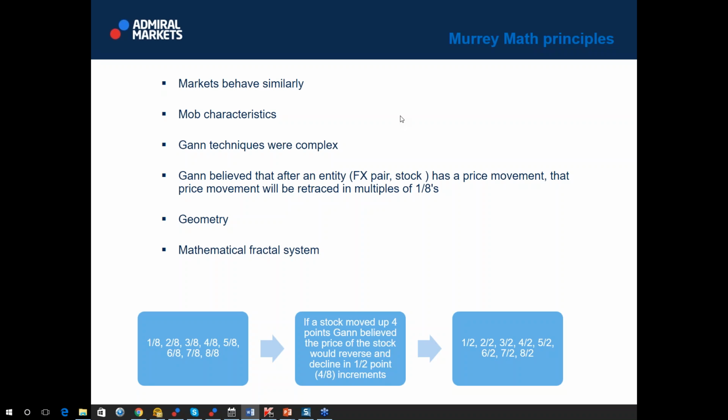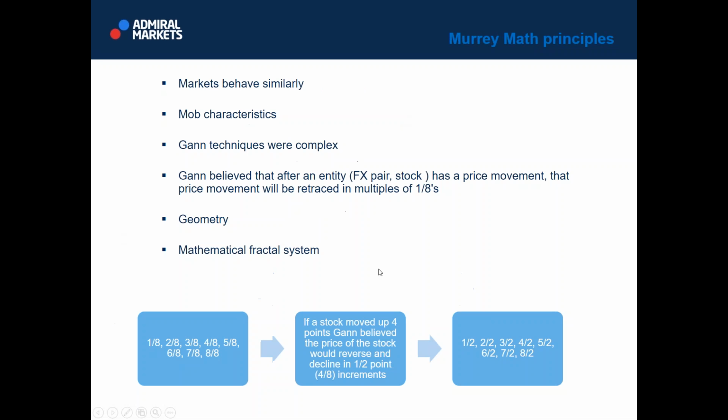Now, Murrey Math geometry is very elegant in its simplicity, and Mr. Murrey says that it is a perfect mathematical fractal trading system. Basically, these are the core elements of Murrey Math. Gann believed that an entity, a pair or stock, has its own price movement, and that price movement will be retraced in multiples of 1/8, 2/8, all the way up to 8/8.